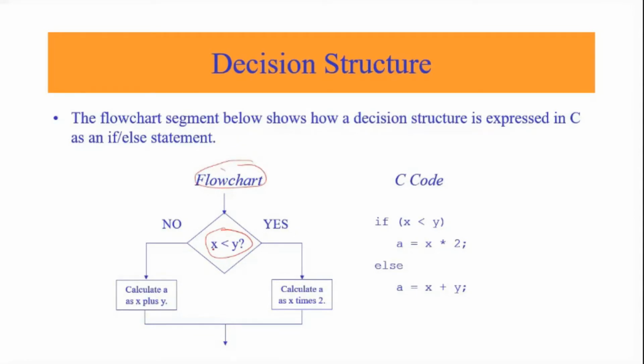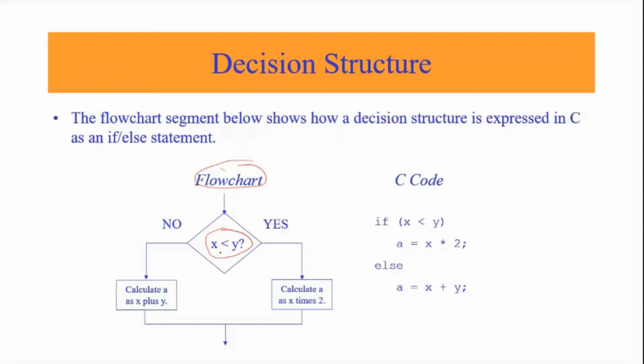Then it is checking whether x is less than y. So the values of x and y should be defined above this particular structure. So that is checked. If it is no, that is if x is not less than y, or x is greater than or equal to y, then it will calculate a as x plus y. The value of a is calculated as x plus y: x and y are added together, then it is assigned to a.